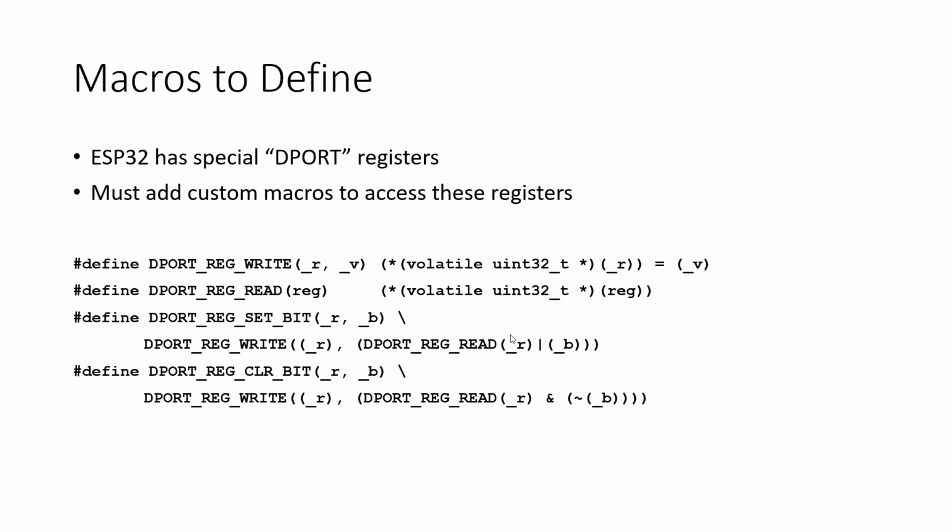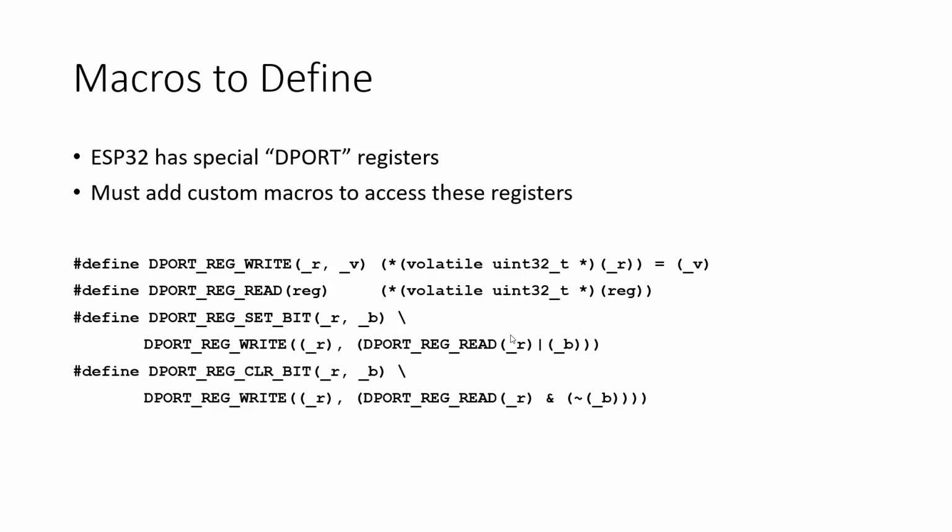There are a few special registers that are considered magical D-port registers. I think there's only 2 of them. There's very few. I think they start with D-port in the name. If you have a register with the prefix D-port, then you have to use these alternative macros to access them, and you have to define these macros in your code. So you can just copy and paste this.